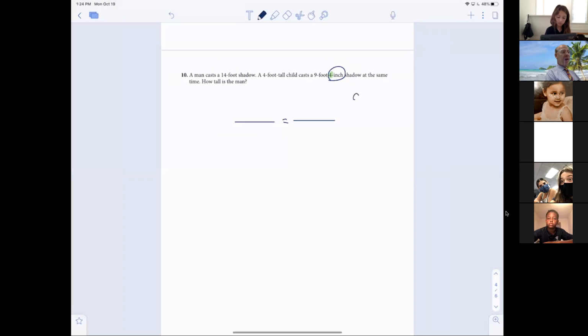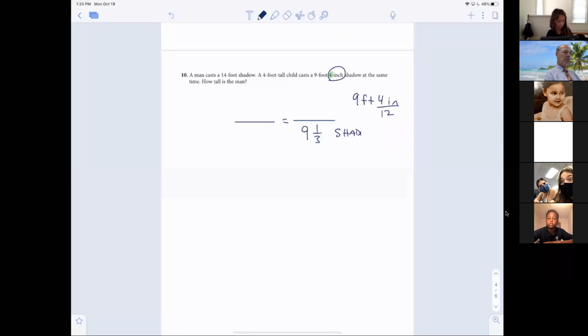Oh, okay. 9 feet, 4 inches. I want you to convert 9 feet, 4 inches. 4 inches, 4 out of 12. So I want you to say that. All right, it's 9 1/3. 4/12 reduces to 1/3. That's what I thought. So the 4-foot child casts a 9 1/3 foot shadow.